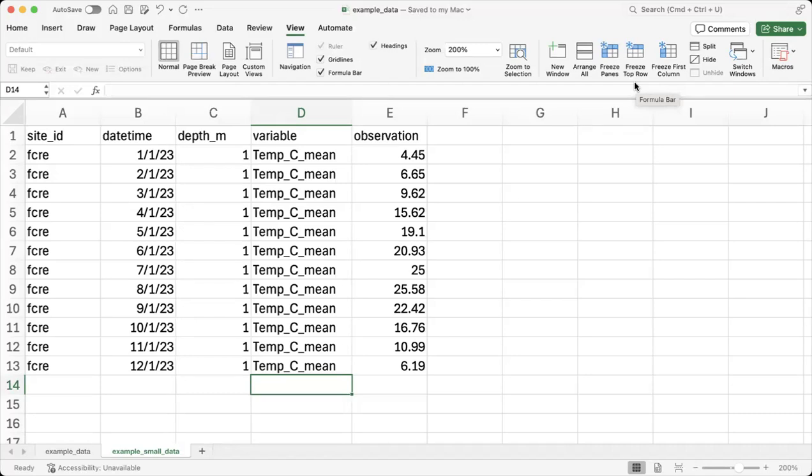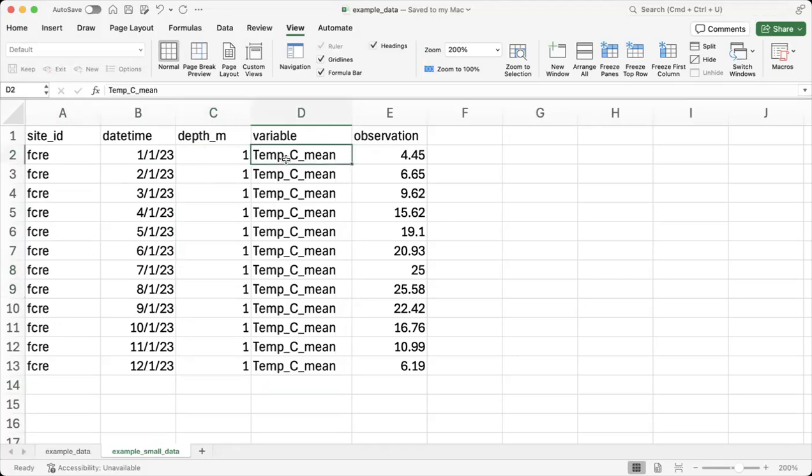We'll start by looking at a table. If you have a very few number of measurements, a table can be a great way to look at your data. Here is an example of a table where measurements were taken at a particular site, in this case, a drinking water reservoir, and the site ID is given by the code FCRE. The date time of the measurement is also recorded, and you can see that measurements are taken about once a month throughout 2023. The depth of the measurement in meters is also recorded, and in this case, every measurement was taken at a depth of 1 meter in the reservoir.